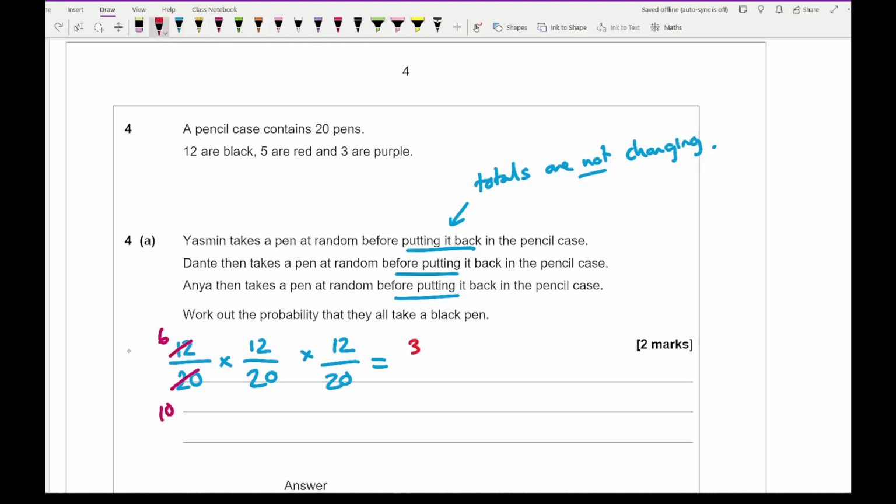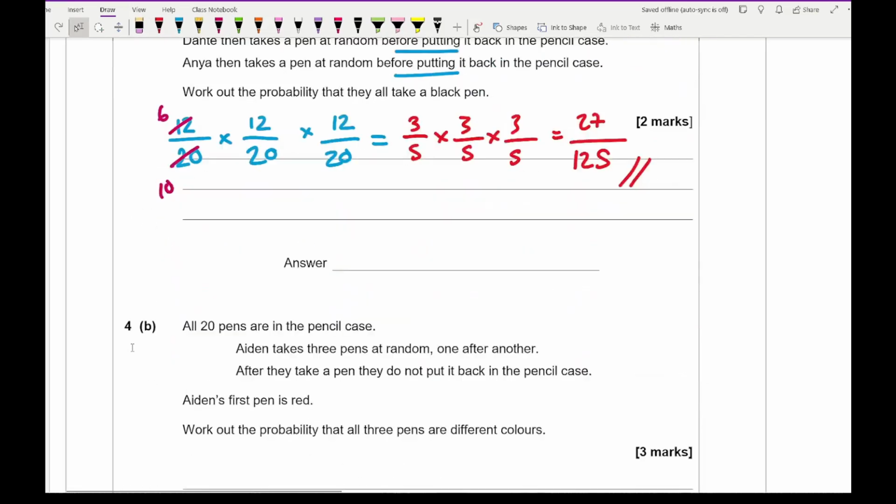So that equals 3 over 5 times 3 over 5 times 3 over 5. 3 times 3 times 3 is 27, and 5 times 5 times 5 is 125. So there is my final answer using the non-calculator method.